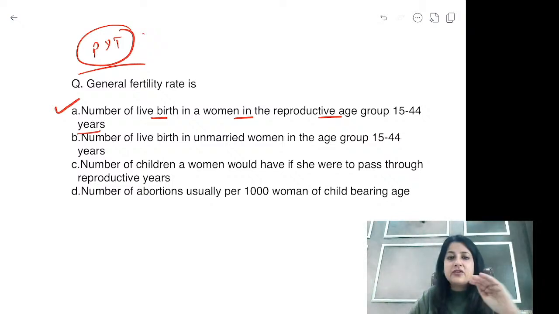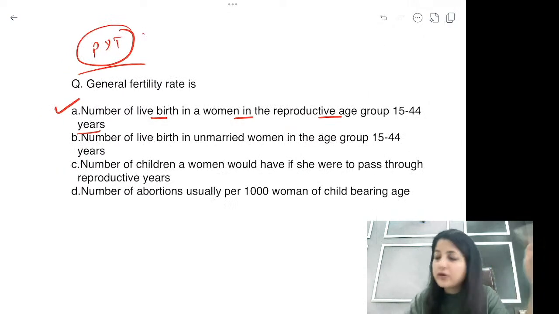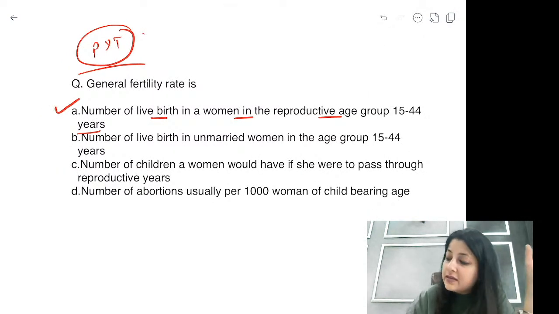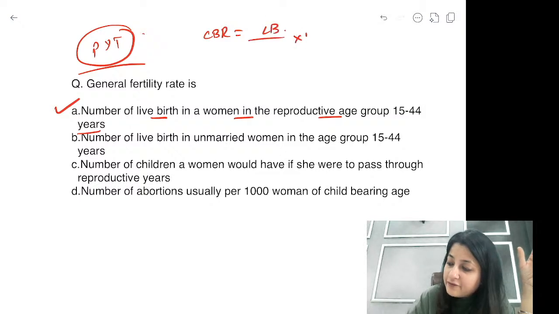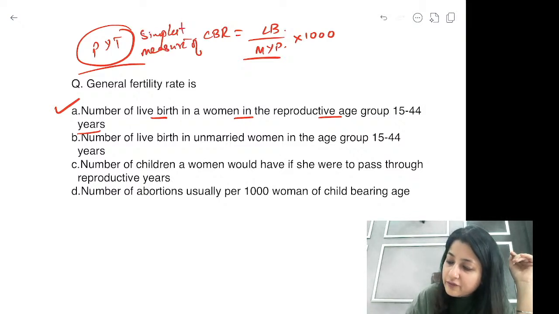Okay. Now guys, just a quick revision. There are a lot of fertility rates. The first one is CBR. What is it? Total number of live births per 1000 mid-year population. CBR is the simplest measure of fertility.